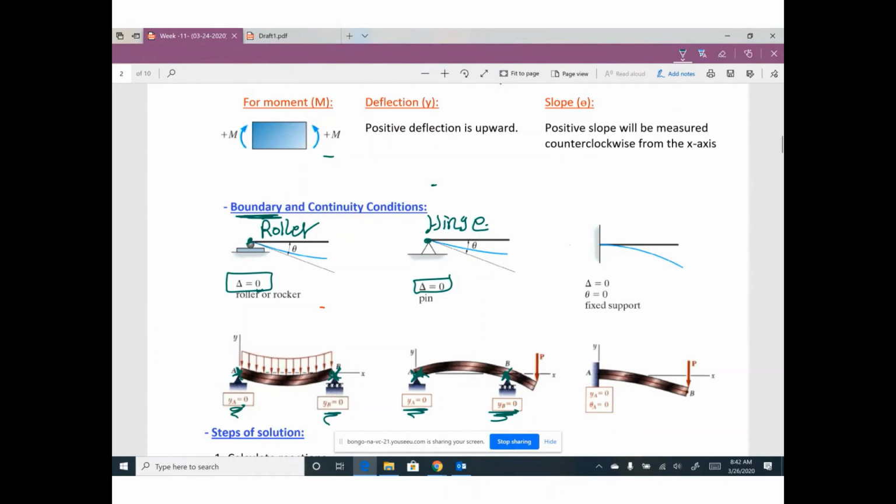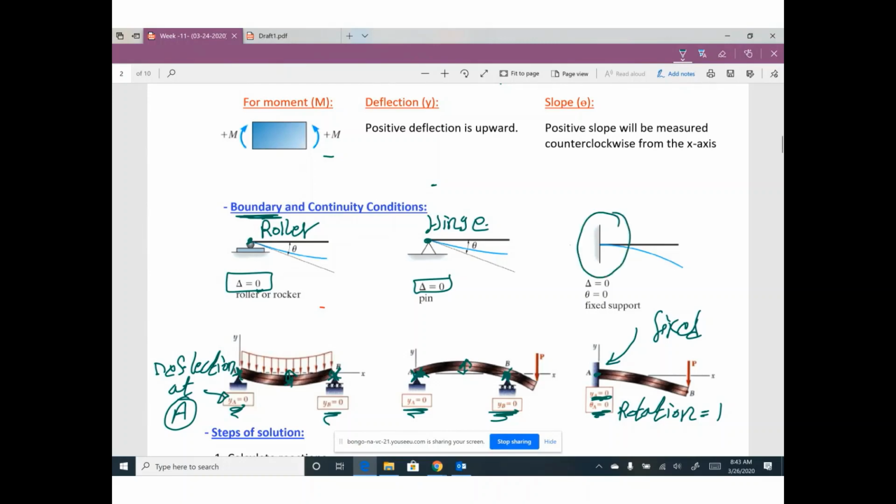Be careful, guys. YA here does not mean reaction. In this topic, which is called deflection, YA represents deflection at point A. So YA equals 0 means the deflection at point A, which is a hinge support, equals 0. Any point on the beam can move down or up, except points at support. But a fixed support is special. Your deflection is 0 and your rotation also. We don't have rotation. So y equals 0 and theta equals 0, because fixed support is a special support.